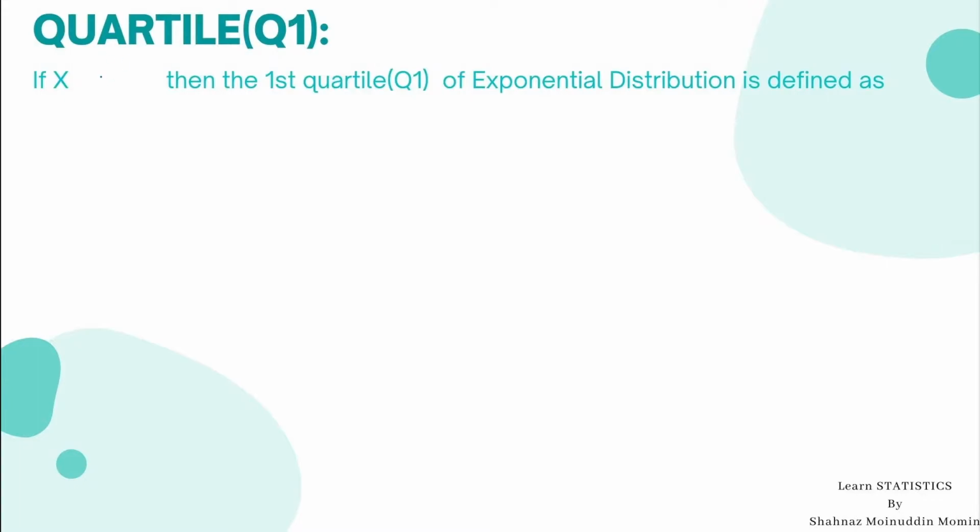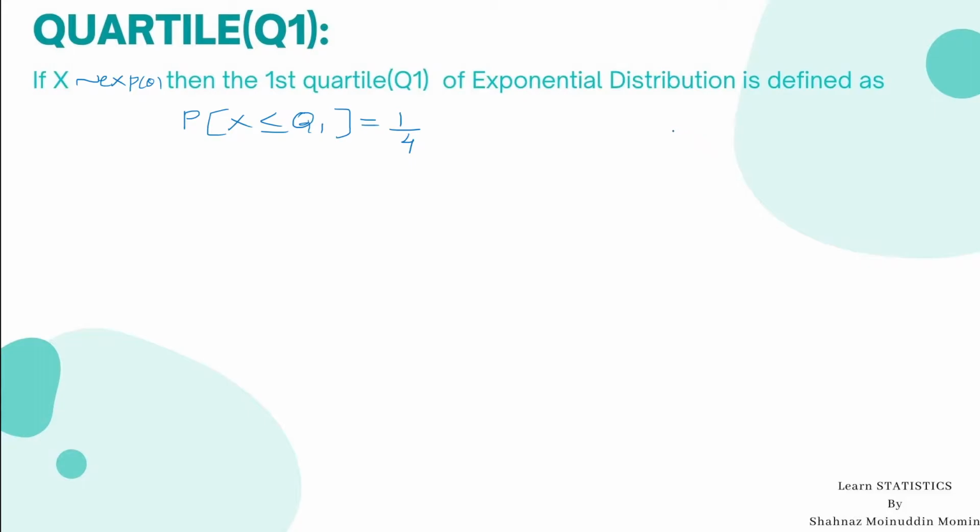If x follows exponential with parameter theta, then the first quartile Q1 of the exponential distribution is defined as probability x less than or equal to Q1 is 1 upon 4.